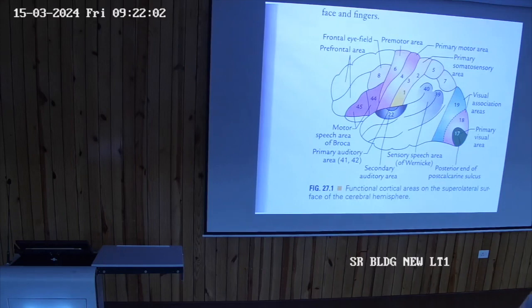Area number 8, that is the frontal eye field. Stimulation of area number 8 will cause contraction in the opposite direction of the two eyes. It controls the conjugate movements of the eyeball. Area number 8, frontal eye field, it controls the conjugate movement of the two eyes.